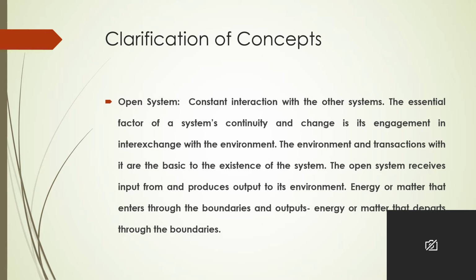First of all, let us try to see what an open system is. A system, for its progress, has to be in touch with other systems. To ensure continuity and change, it has to engage in exchanges with the environment. Now, how does this open system work? The open system receives inputs from the environment and produces output to the environment. Outputs of the client system largely depend on the inputs from the environment system. The input reaches the system through the boundaries and outputs depart through boundaries.